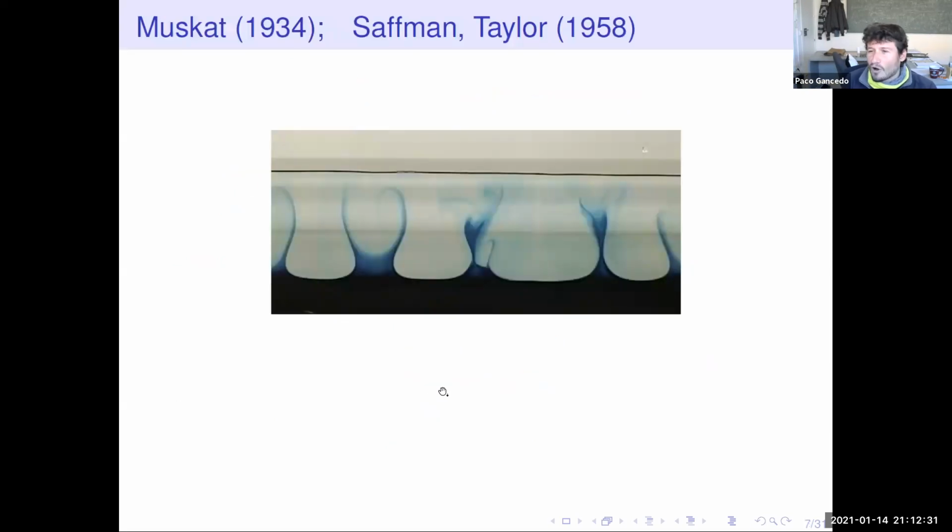Very good. So the Muskat problem modeled this thing. I showed you even the equation, and it was a pioneering work from 1934. And also later it was compared with a fluid in a Hele-Shaw cell by Saffman and Taylor. So a Hele-Shaw cell, you can see it in this photo, okay?